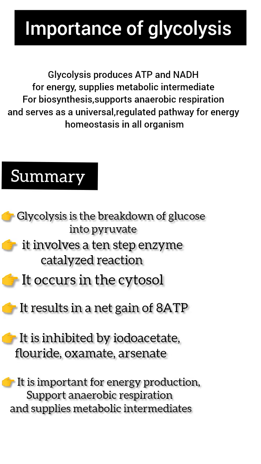Okay, now let's summarize what I've done. Glycolysis is the breakdown of glucose into pyruvate. It involves a 10-step enzyme-catalyzed reaction. It occurs in the cytosol. It results in a net gain of 8 ATP. It is inhibited by iodoacetate, fluoride, oxamate, and arsenate. It is important for energy production, supports anaerobic respiration, and supplies metabolic intermediates.